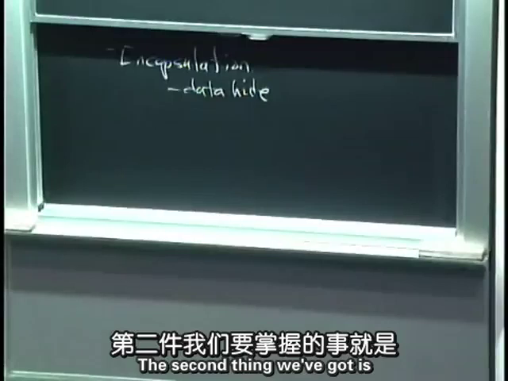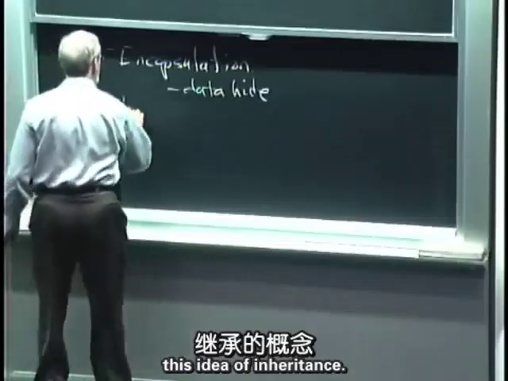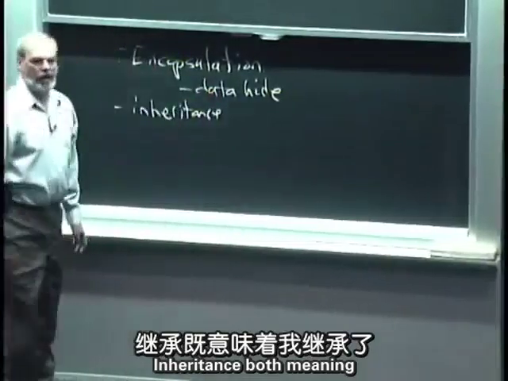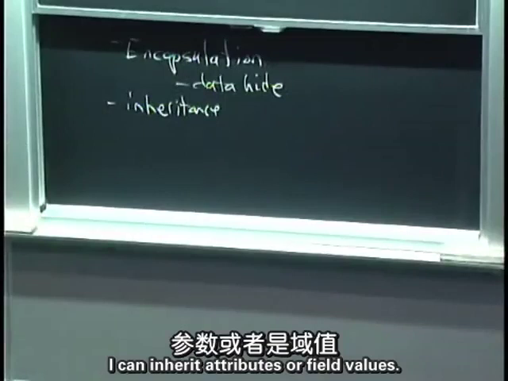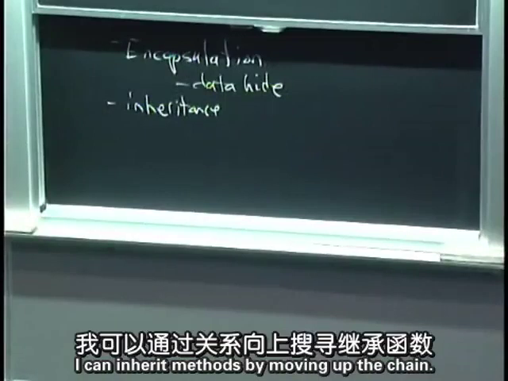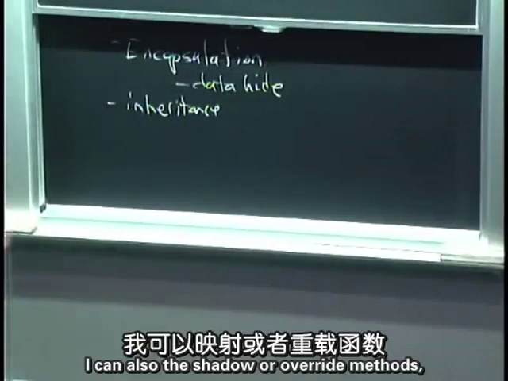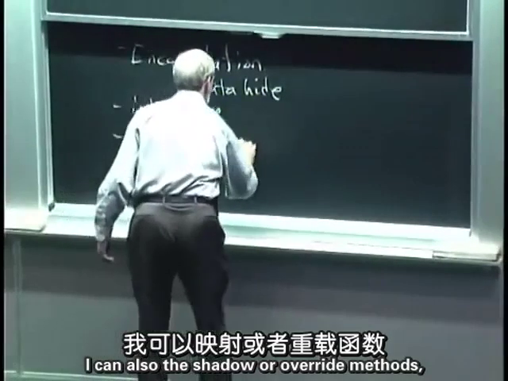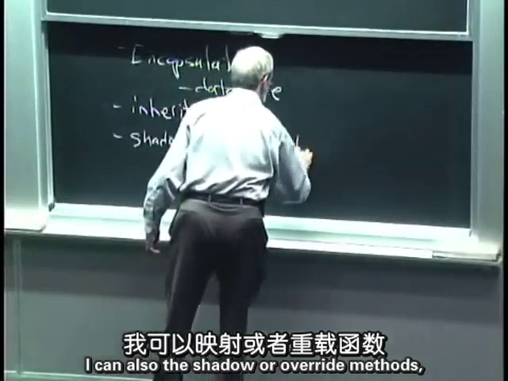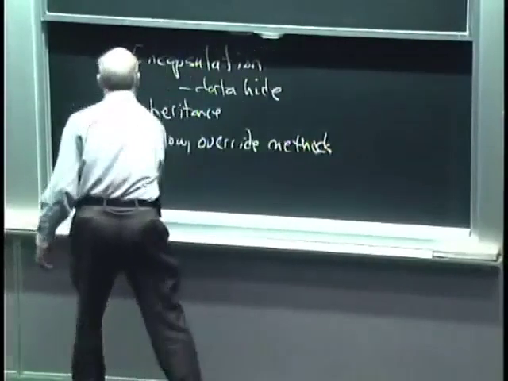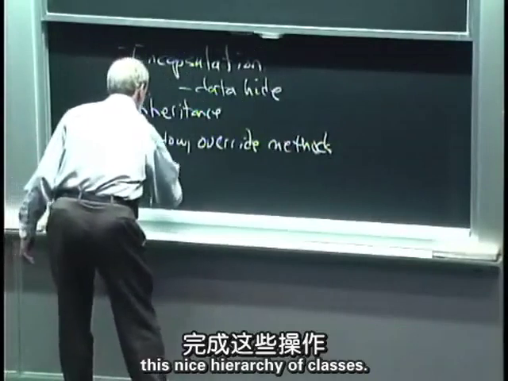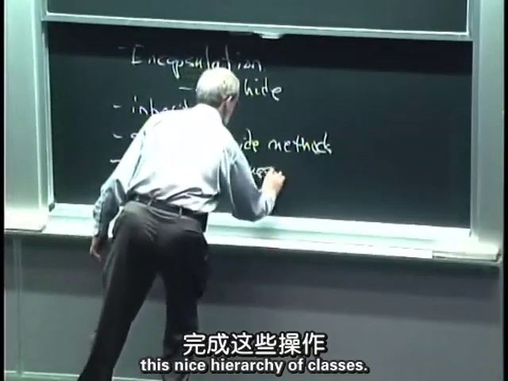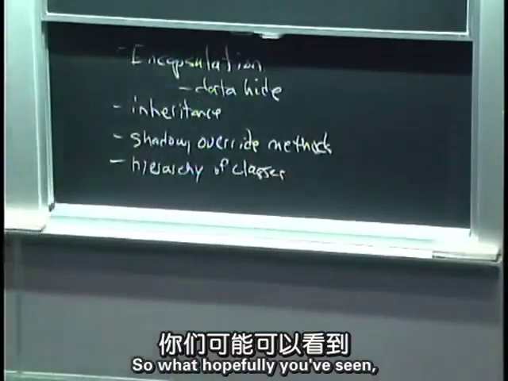The second thing we've got is this idea of inheritance. Inheritance both meaning I can inherit attributes or field values. I can inherit methods by moving up the chain. I can also then shadow or override the methods so that I can specialize. And I do all of that with this nice hierarchy of classes.